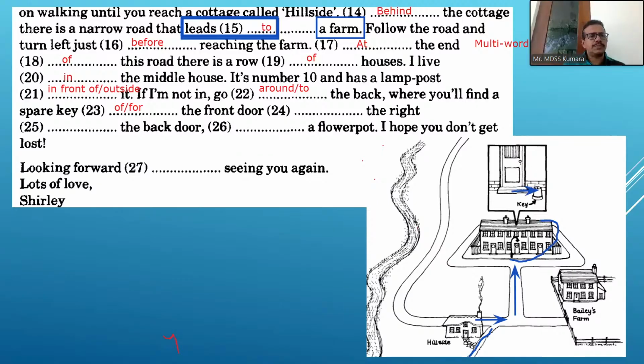For the directions, left and right are directions, like the sides. The prepositions we usually use are either on or to. These two are what we use. With left and right, these two are used. Where you will find a spare key for the front door.